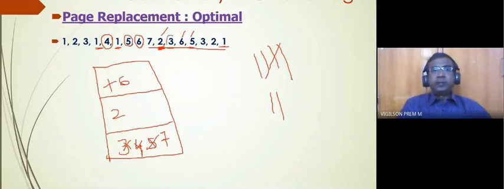Now consider 3. Okay, among 6 to 7, which is not going to be used? 6 is there, 2 is there, 7 is not there. So I will replace 7 here with 3. One page fault will occur. 6 is already available in main memory. Next 5: I have to replace among 6, 3, 2, whichever is not going to be used. 3 is going to be used, 2 is going to be used, 6 is not going to be used. So here I will replace 6 with 5. So one page fault. 3 is already available, 2 is already available, only 1.